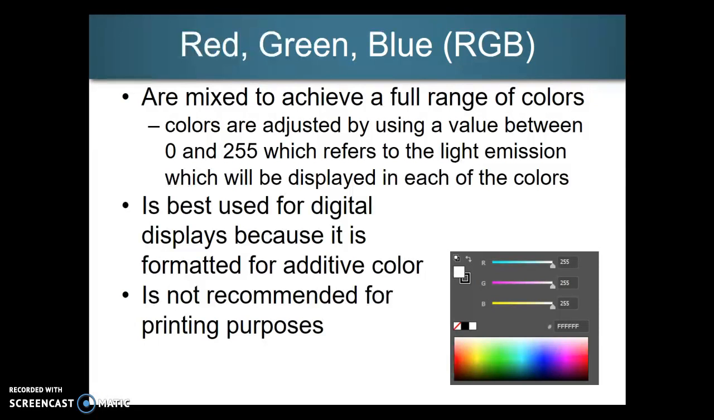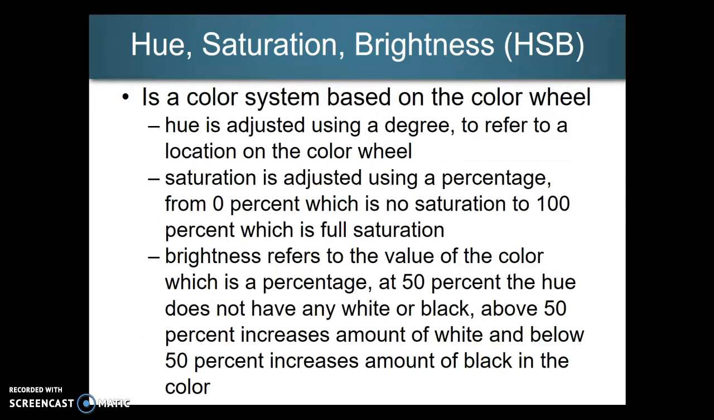RGB is red, green, and blue, and they are mixed to achieve a full range of colors. They are adjusted by using a value between 0 and 255, which refers to the light emission, which will be displayed in each of the colors. It is best used for digital displays because it is formatted for additive color. It is not recommended for printing purposes, so RGB is not utilized for print media, but for digital displays instead.